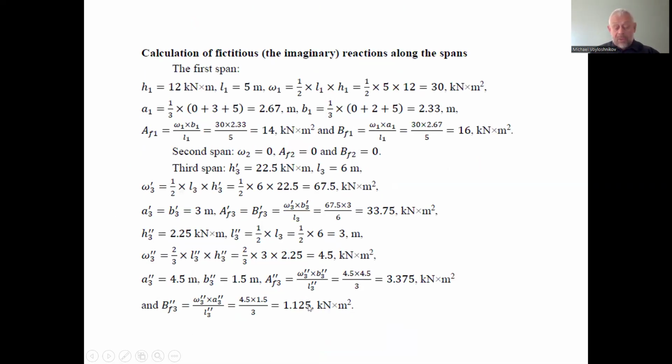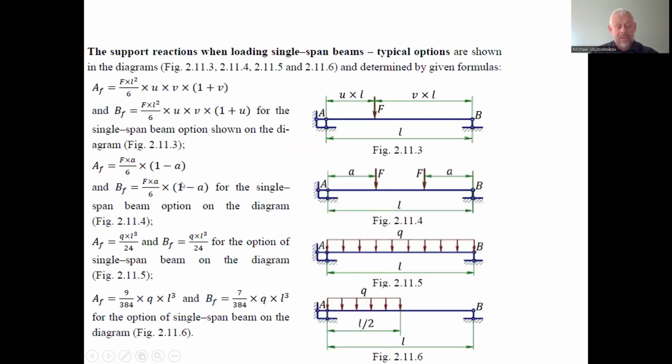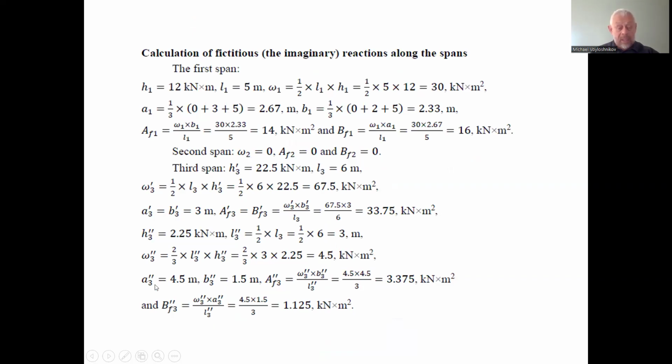And we can substitute all this into the formulas to determine the sums of the fictitious support actions, B fictitious and A fictitious for span number 3. We have that, as it is for the parabolic segment, 3.375, and B after substituting the magnitudes of the areas of the bending moment diagram of the external load on the single span number 3, considered separately from the other continuous beam.